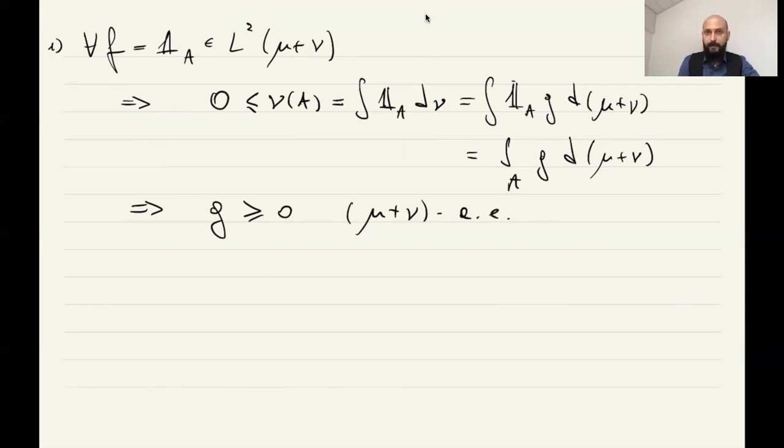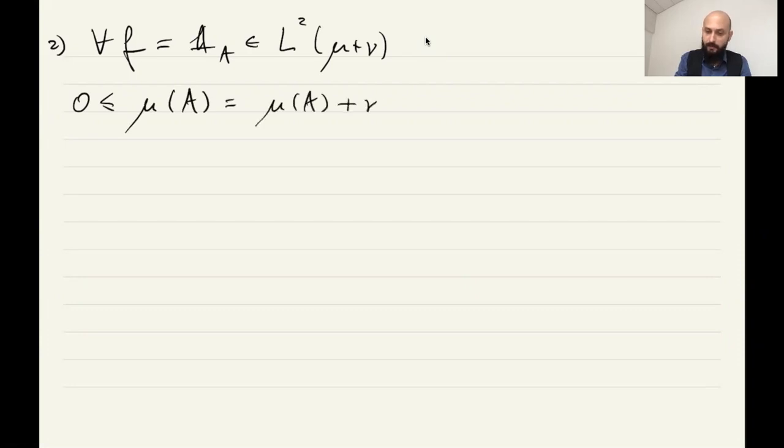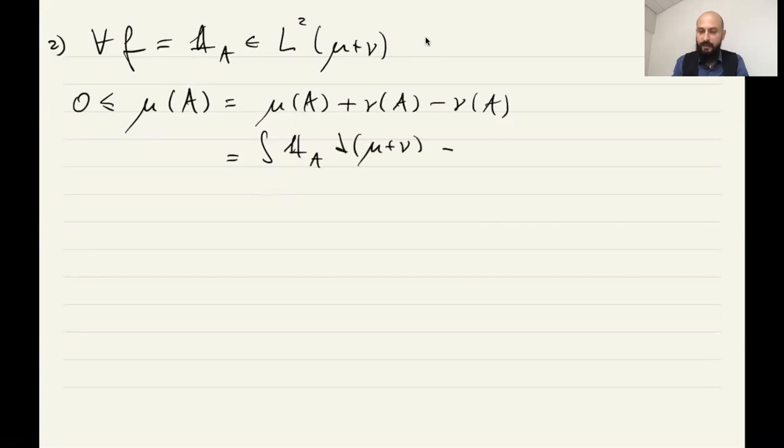Second property, let's change page. Second property, now again, let's take as f the characteristic of a set that is also in L2. Then we have that the measure of A is positive, and I write this as the measure of A plus the nu measure of A minus the nu measure of A. And now the first one, I see it as the integral of the characteristic of A in d mu plus nu, and the second one as the integral of the characteristic of A in d nu.